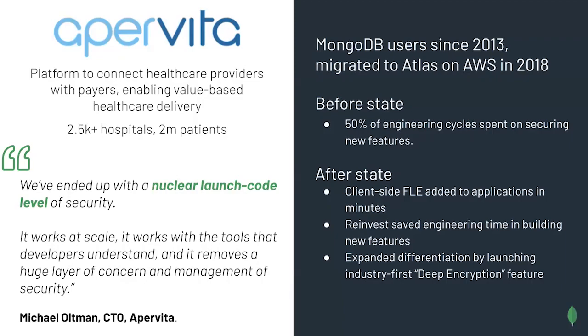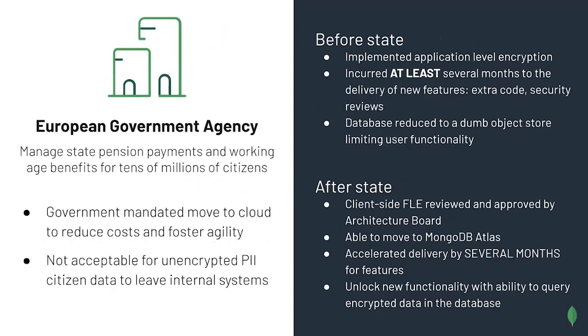What they're able to do by implementing client-side FLE within the development shop is add this capability in minutes. They can reinvest that saved engineering time in building new features. And by really leading with this feature in their own product offering, they've created more industry-leading differentiation. As their CTO at the time was publicly quoted as saying in articles in the press, we've ended up with a nuclear launch code level of security. It works at scale, it works with the tools that developers understand, and it removes a huge layer of concern and management of security.